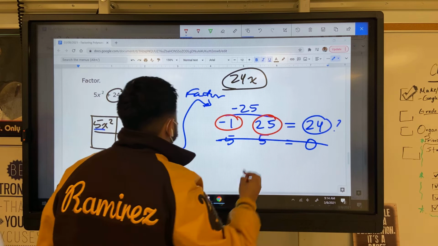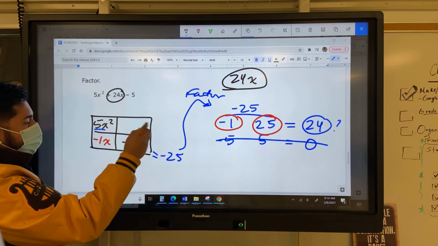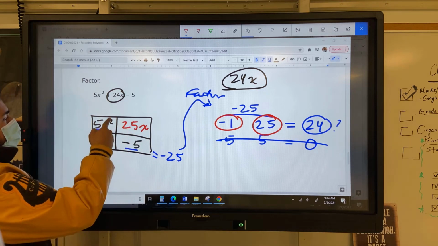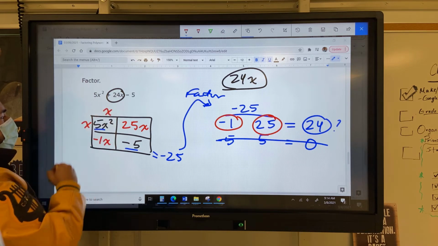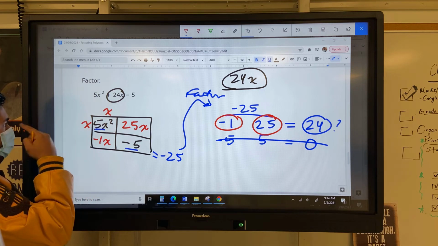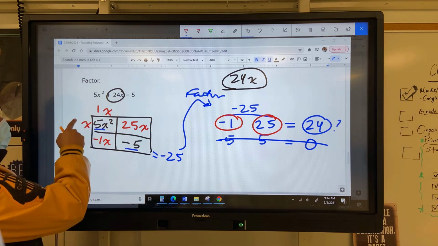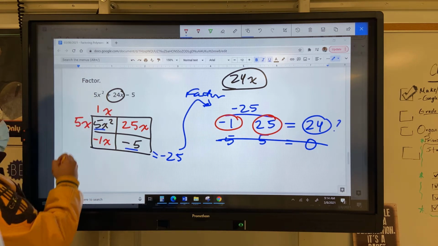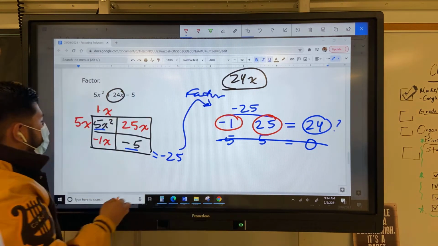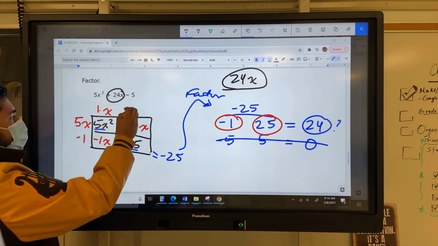Negative 1x and 25x. Come over here. Negative 1x, 25x. X squared tells me there's an x and an x right there. What does 1 and 5 have in common? They're both divisible by 1. And now we could work it out. What number times 1 gives me 5? 5. What number times 1 gives me negative 1? Negative 1. What number times 5 gives me 25?